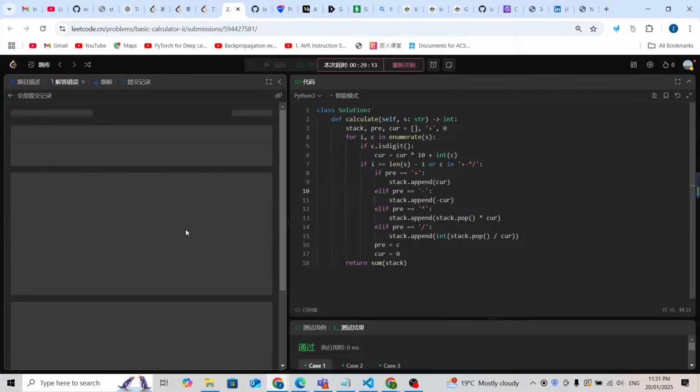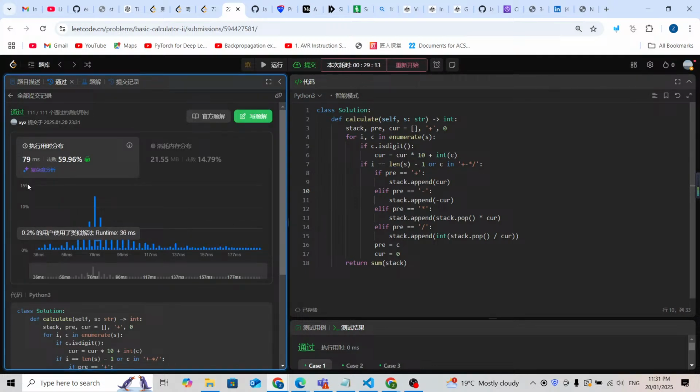Now let me submit it to check. As you can see, it works and it's pretty fast, and the time complexity is O(n).